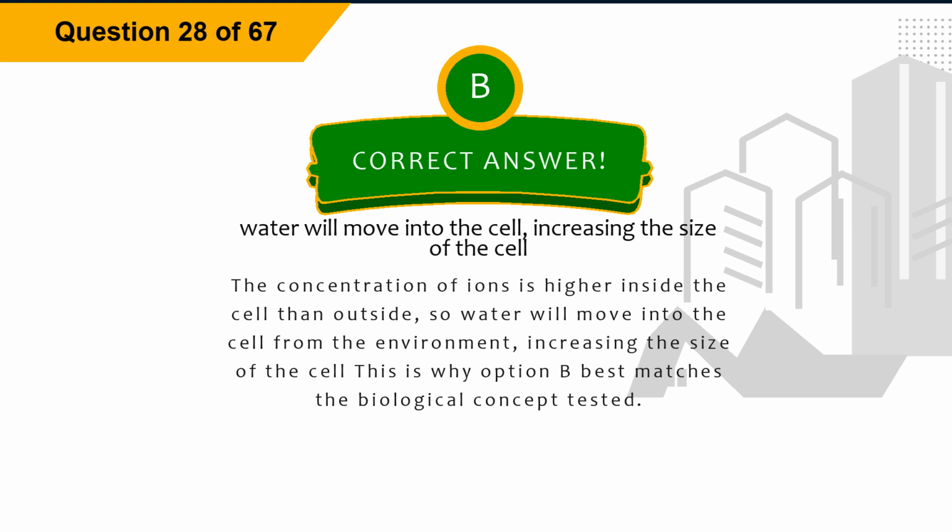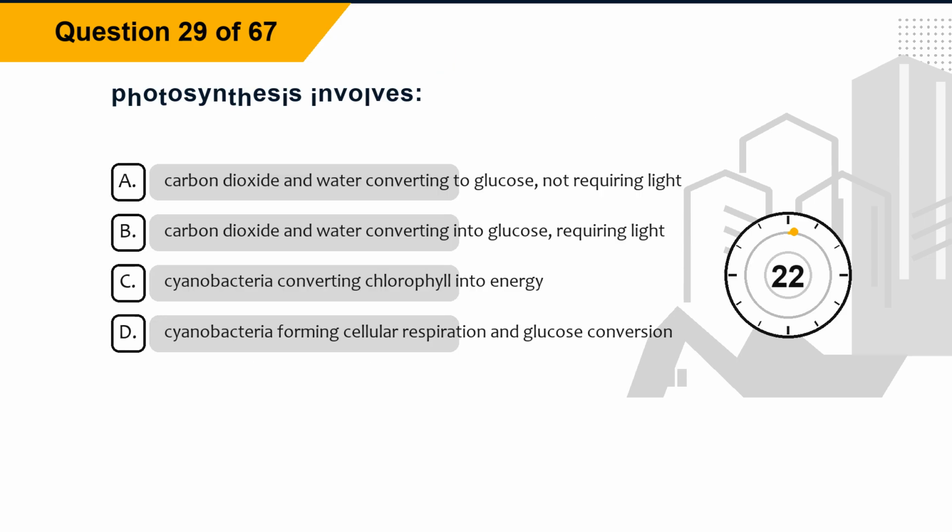The correct answer is option B, water will move into the cell, increasing the size of the cell. Explanation. The concentration of ions is higher inside the cell than outside, so water will move into the cell from the environment, increasing the size of the cell. This is why option B best matches the biological concept tested. Question 29. Photosynthesis involves. Option A, carbon dioxide and water converting to glucose, not requiring light. Option B, carbon dioxide and water converting into glucose, requiring light.